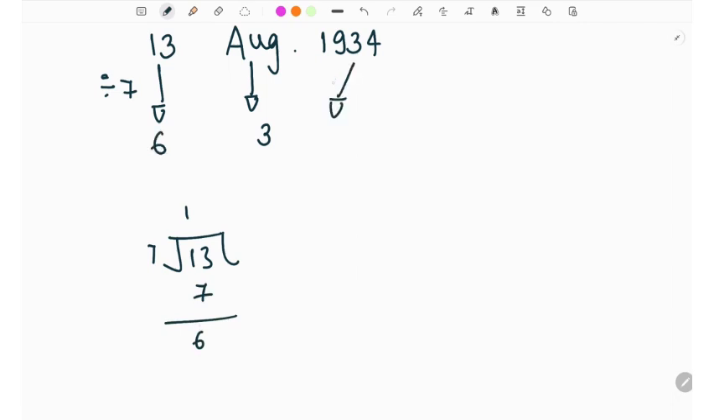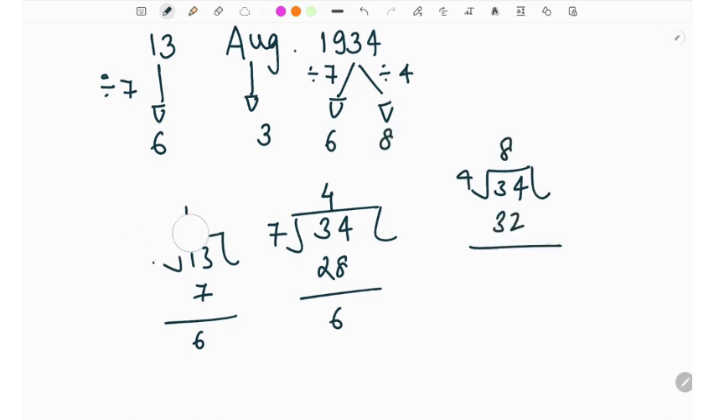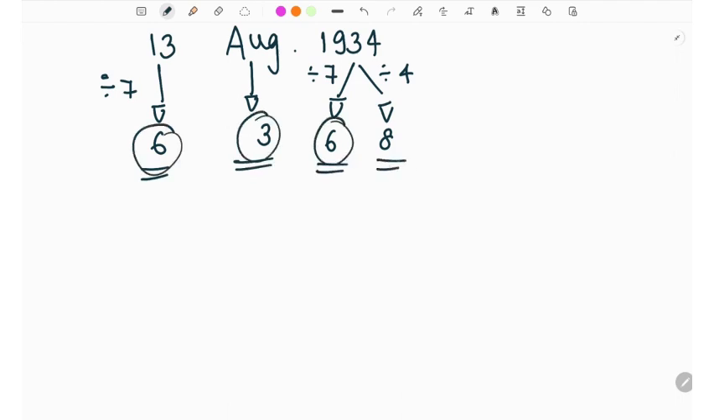If I divide 34 by 7, I'll get the remainder, which is again 6. And if I divide 34 by 4, I will get the quotient, 4 8s are 32, hence the quotient is 8. So these are all the codes and numbers that we have got here. Now take the summation of all this. 6 plus 3, 9, 9 plus 6, 15, 15 plus 8, this will give me 23.